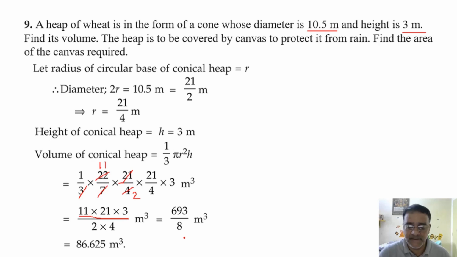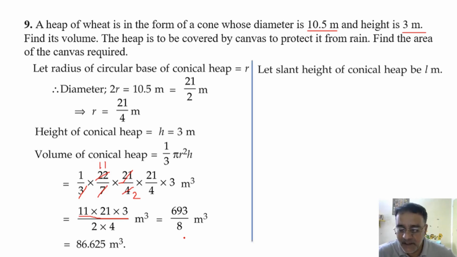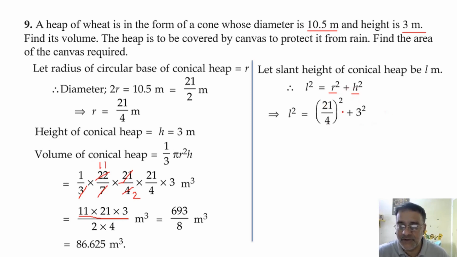Any doubt in this part? No, sir. Now we have to find the area of canvas required to protect it from rain. For that we require L, the slant height. So let the slant height be L. Now we know that the formula of slant height is L square is equal to R square plus H square. Now R is 21 by 4 and H is 3. So 21 by 4 whole square plus 3 square.